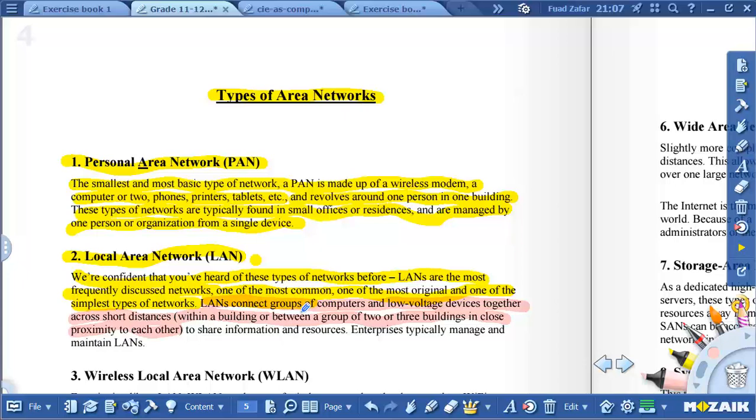And computers on low voltage means it uses 12 volts, like your laptops, desktops, and so on, and mobile phones. They can use it by converting it into a wireless network later on. We'll come to that. Wireless area network to share information, resources. Enterprises typically manage and maintain LAN. Why do they connect it? To share resources, for example, from one office to another. Instead of sending files through USB and CDs, they can just send them, and they can even have a backup of their files by making a shared computer.